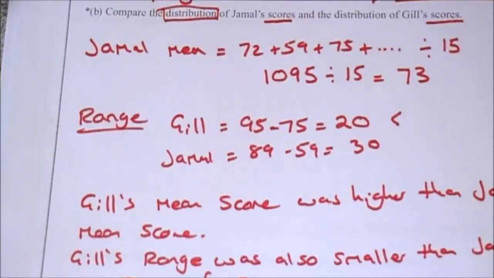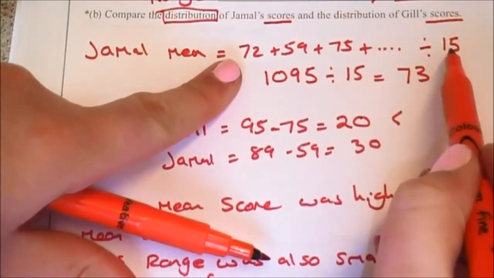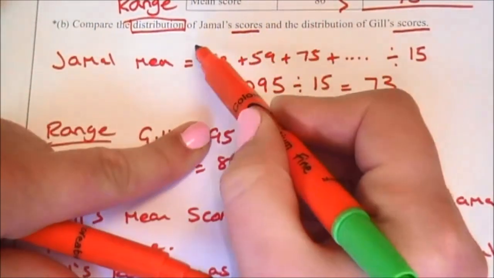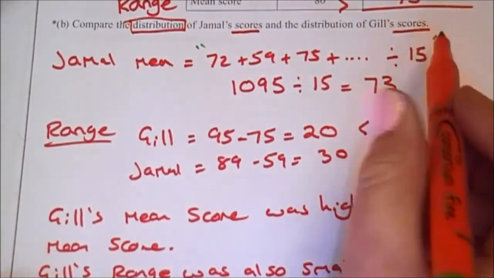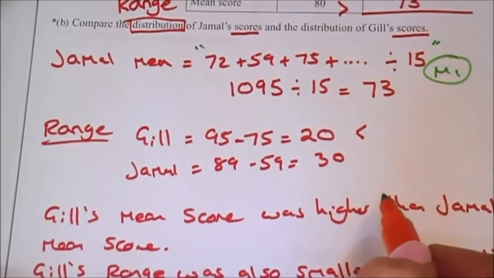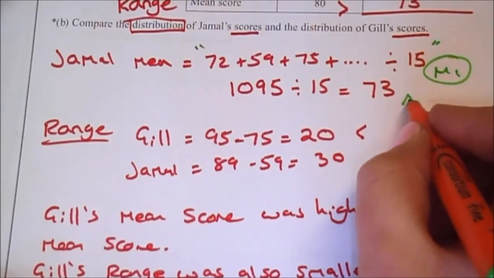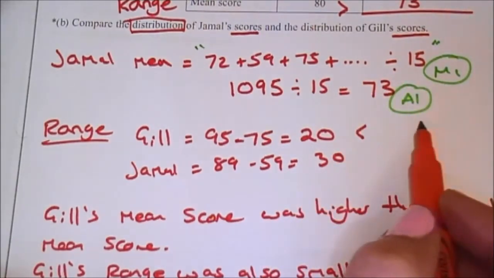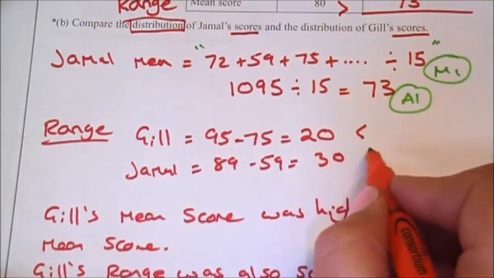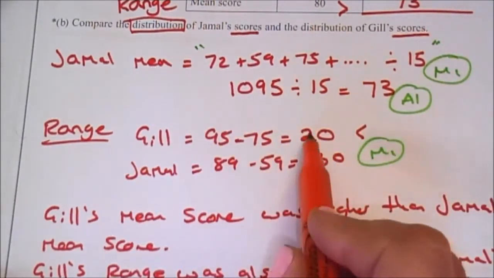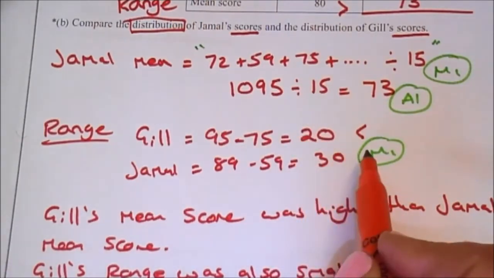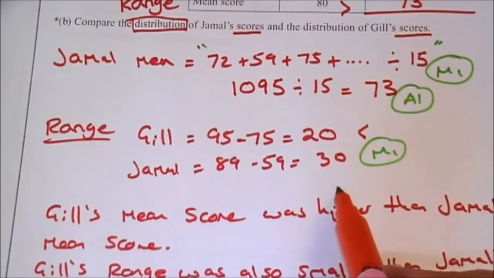So the first mark is going to be for showing that you need to find Jamal's mean. So showing an intent to add all of the numbers and then divide by 15. So that gives you your method mark, 1 mark. You then get an answer mark for getting the mean correct, 73. You then get a method mark for showing that you needed to find at least one of the ranges. So if you found one of the ranges, you get a method mark for that.